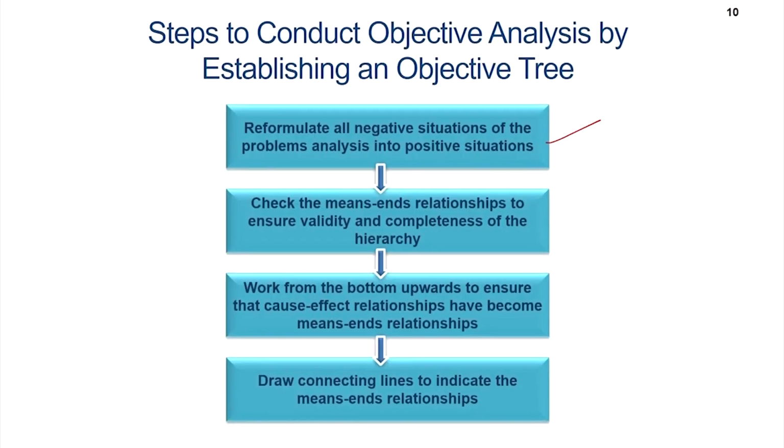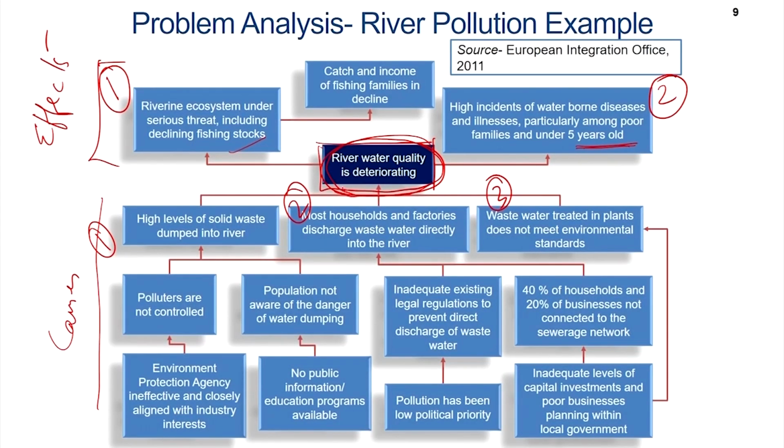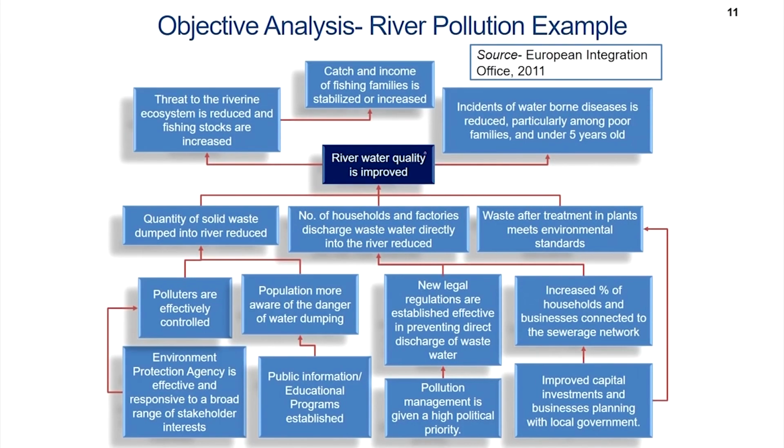So, in the problem analysis, we started with the focal point: river water quality is deteriorating. In the objective analysis, we start with the point: river water quality is improved. So, the objective of a study could be that the river water quality needs to be improved because there is a threat to the riverine ecosystem. And what does that result in? That results in the threat to the riverine ecosystem being reduced and fishing stocks increase, incidence of waterborne diseases reduced, particularly among poor families and under-5 children, and this leading to an increase in catch and income of fishing families.